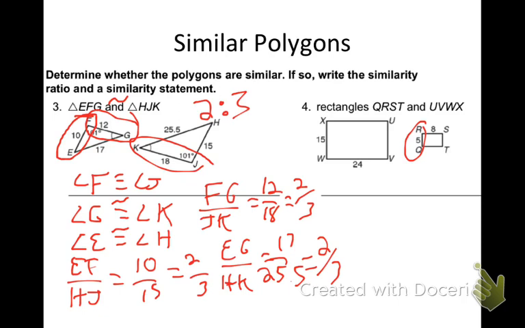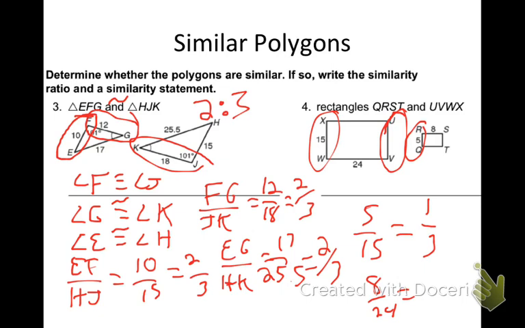It'd be the same as VU, but it's also the same as XW because it's a rectangle, right? So I have 5 over 15 equals, what's the second part that's going to equal then, Caitlin? Oh, no, sorry. What's 5 over 15 equal? What's that fraction? 1/3. What's my other ratio then? 8 over 24. What's that ratio simplified to? So my similarity ratio is 1 to 3. There's my ratio. Good work.